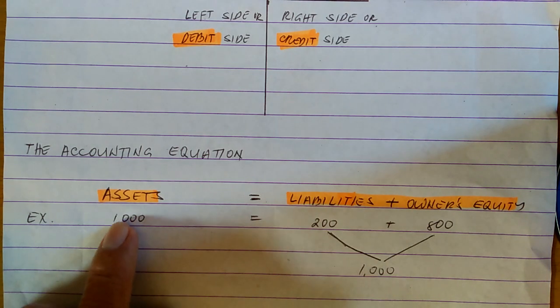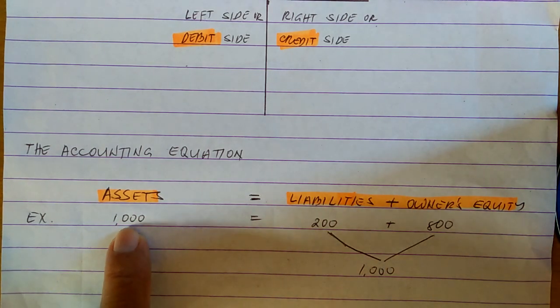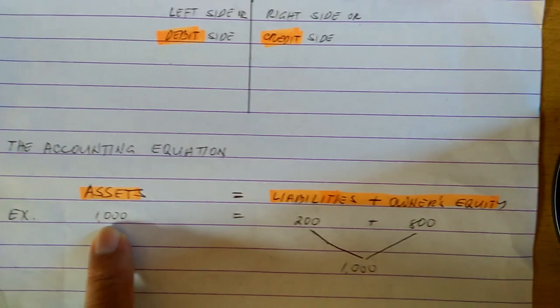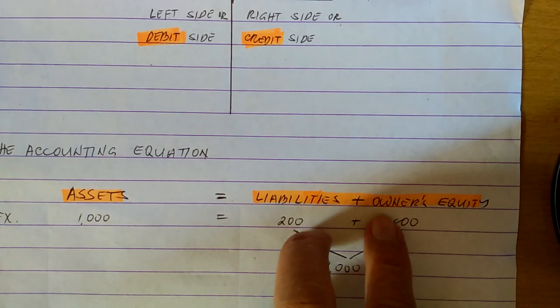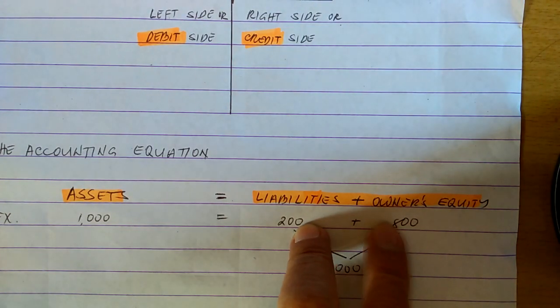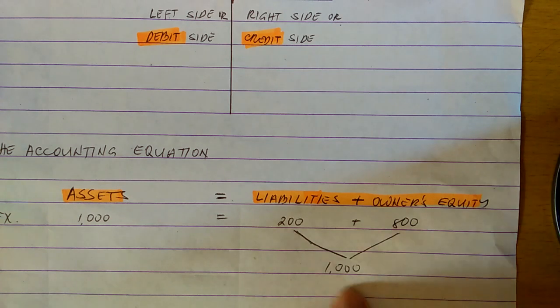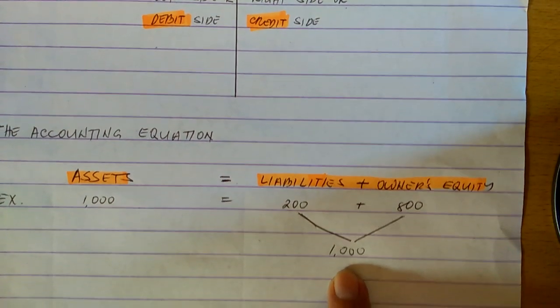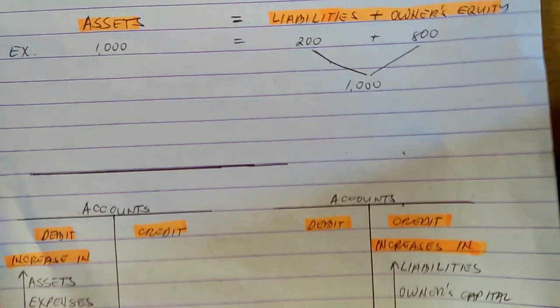Example, if the asset account balance is 1,000, the balance of liabilities and owner's equity should also be 1,000. Okay.